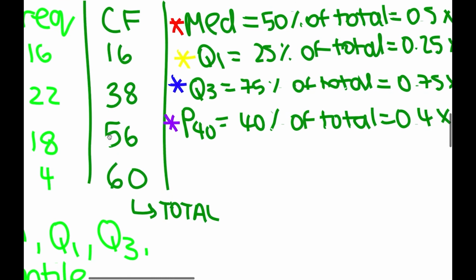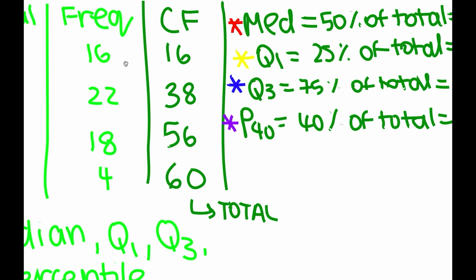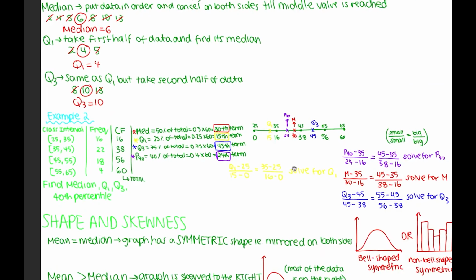First step would be to find the cumulative frequency. To find cumulative frequency, you add all the frequencies. So you start off with the first frequency value, you put it into your first box in cumulative frequency, so it would be 16. Then you add your first cumulative frequency to the one below it in frequency. So 16 plus 22, you get 38. 38 plus 18, you get 56. 56 plus 4, you get 60. And 60 is your total frequency.